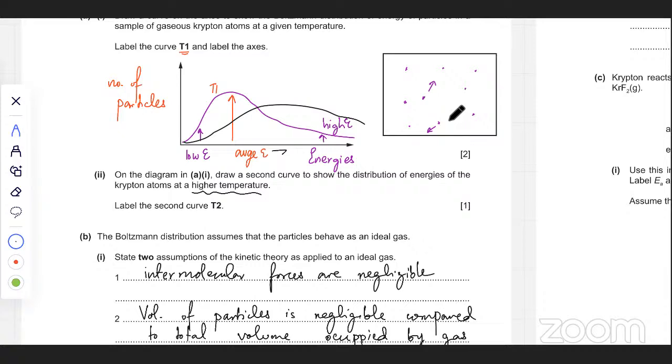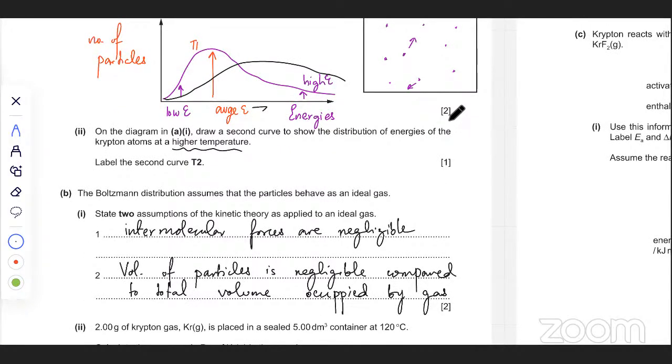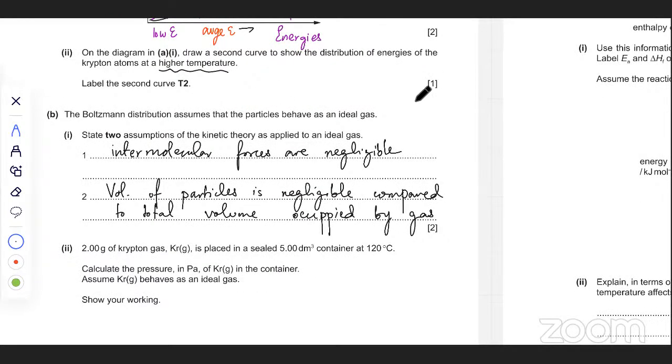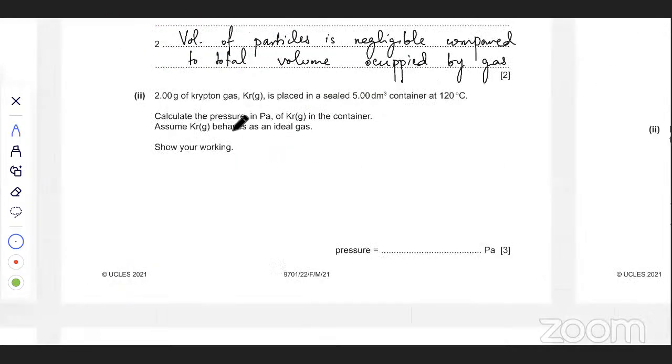Then I think it's an ideal gas question which you have to solve. You're given 2 grams of krypton and it's placed in a 5 dm cube container at 120 degrees centigrade. Calculate the pressure in pascals of krypton in the container, assuming krypton behaves as an ideal gas.